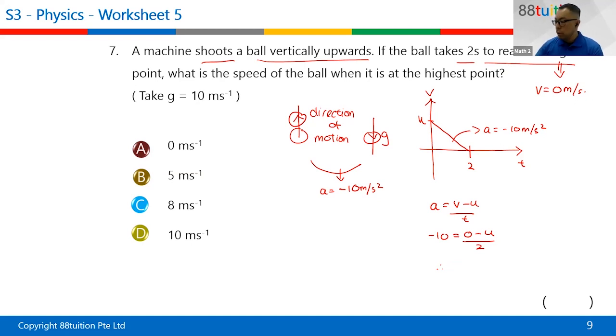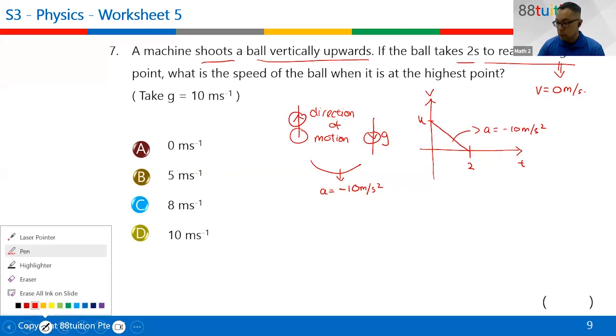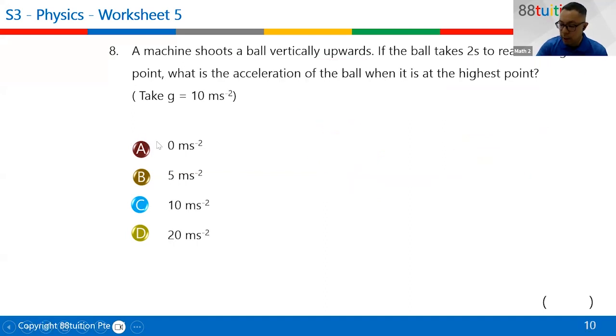Oh no, this is actually the highest point. You don't even need to do this, right? So at the highest point, your velocity is always 0, right? Because it pauses, then it comes down. So for this question, the answer is A.